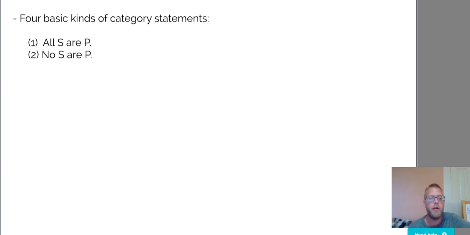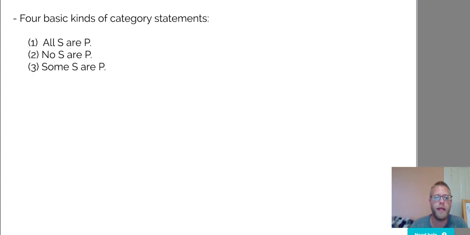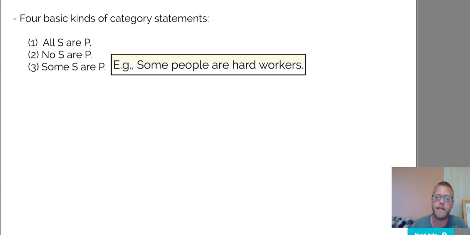Or you can say no S are P. For example, no politicians are honest people. Well, sometimes people say that. It's probably not entirely true, but it's just an example, right? You can see the format there. We're saying that none of the members of the group of politicians are members of the group of honest people. No S are P.